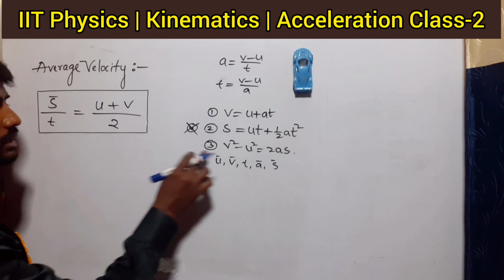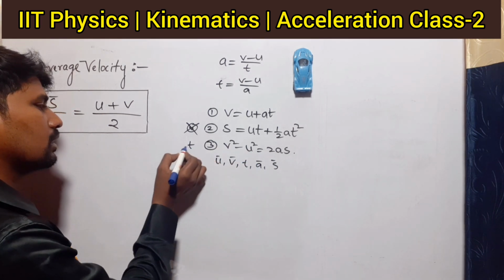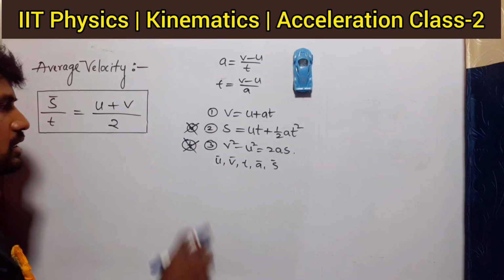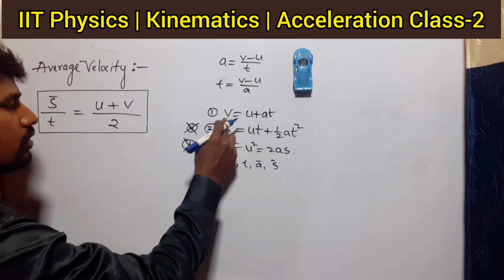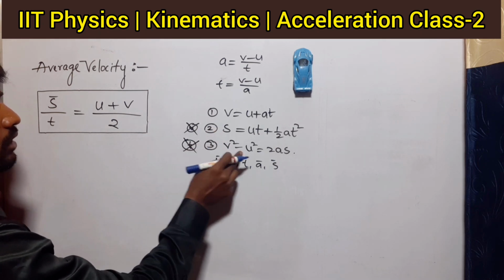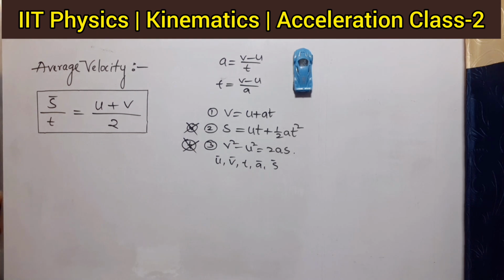Likewise, in the third equation, t is not there. So eliminate means the substitution method. Substitute the t value, and the v value here. Then you will get the second equation. Substitute t equal to v minus u by a in this equation, and you will get the third equation. Let us see how to do that.